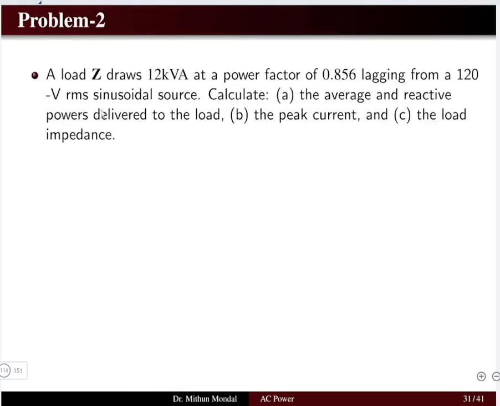The next problem: you have been given a load whose impedance is Z, which is drawing 12 kVA at a power factor of 0.856 lagging. What does kVA mean? kVA means that it is the apparent power, which is the absolute value of the complex power. The power factor is 0.856 lagging, from a 120 volt RMS sinusoidal source.